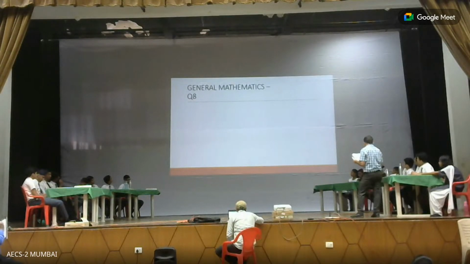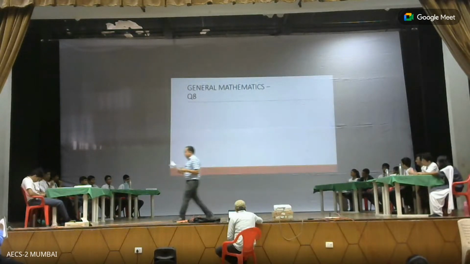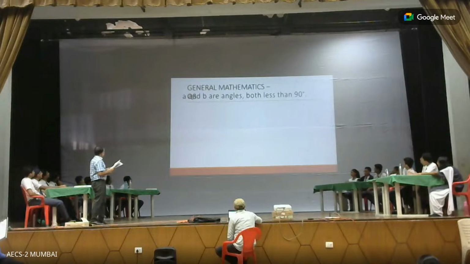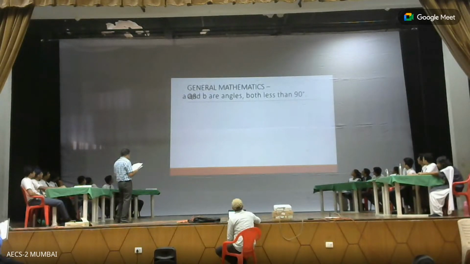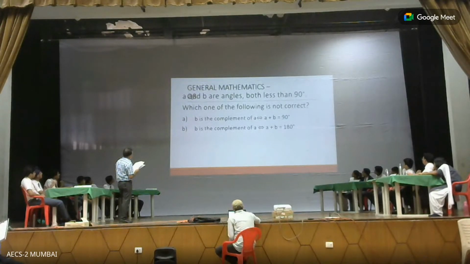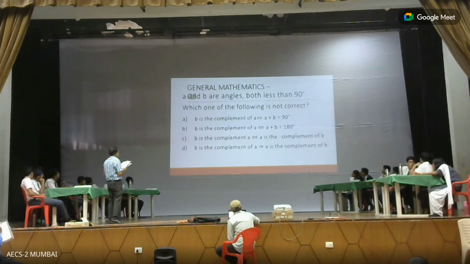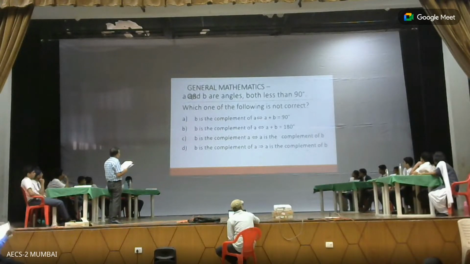Let's have the next question for team Aryabhatta. Team Aryabhatta, are you ready with the mic? Yeah. Sir, please display the question. A and B are angles both less than 90 degrees. Next line please. Which one of the following is not correct? The options are: B is the complement of A implied by A plus B equals 90. B is the complement of A implied by A plus B equals 180. Option C, B is the complement of A implied by A is the complement of B. Option D, B is the complement of A implies that A is the complement of B. And your time begins now.